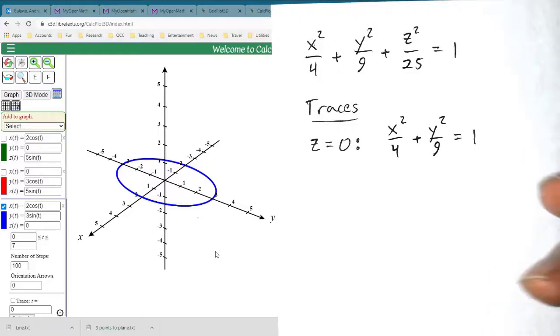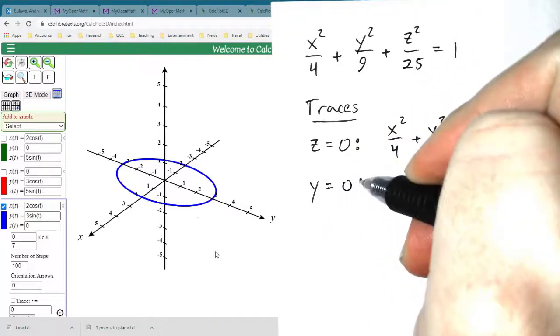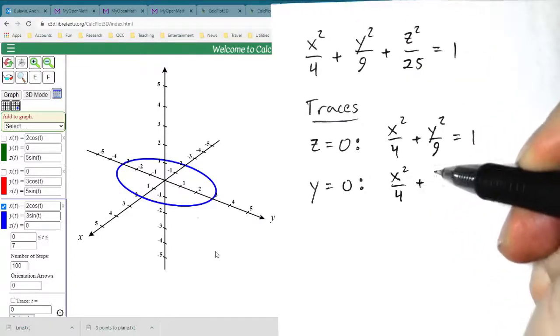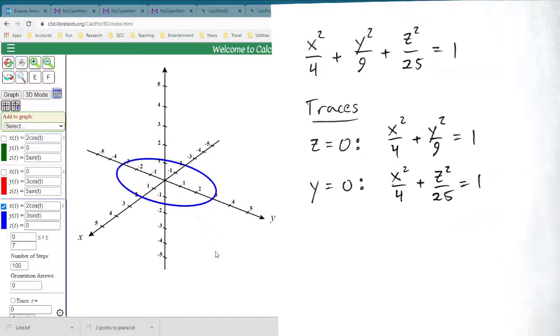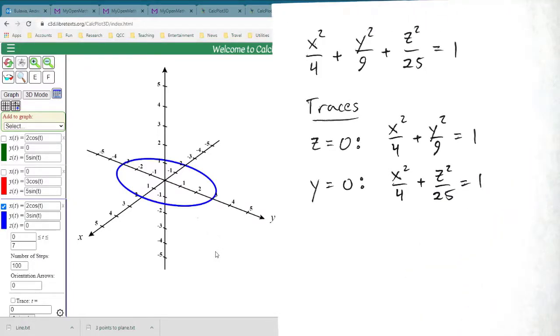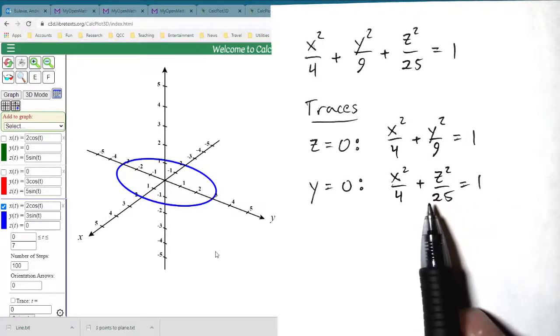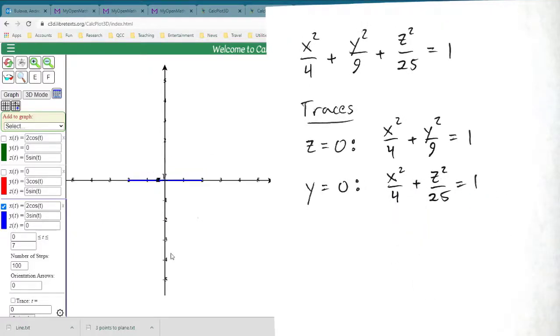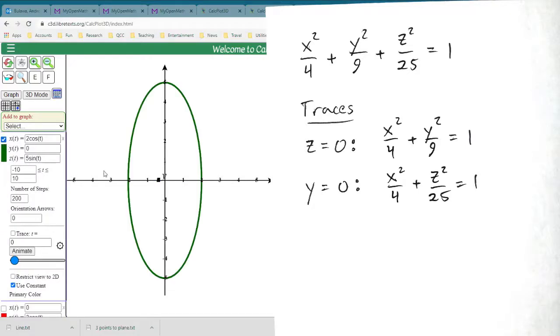Now let's do another trace. Let's set y equal to 0. If I set y equal to 0, I get this equation. What is that? That is, again, the equation of an ellipse. So let's put ourselves into the xz plane. Okay, so I'm going to look down the y-axis here. And let's plot this guy. That'll be this one. All right. That's this ellipse.